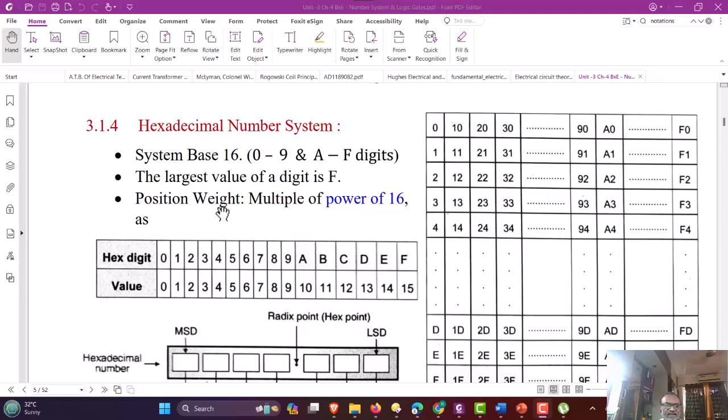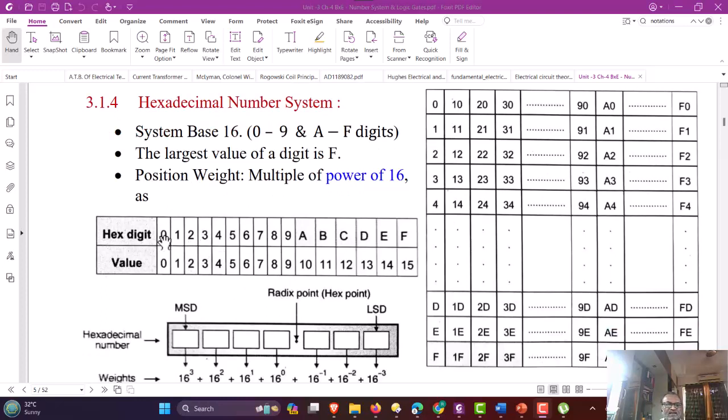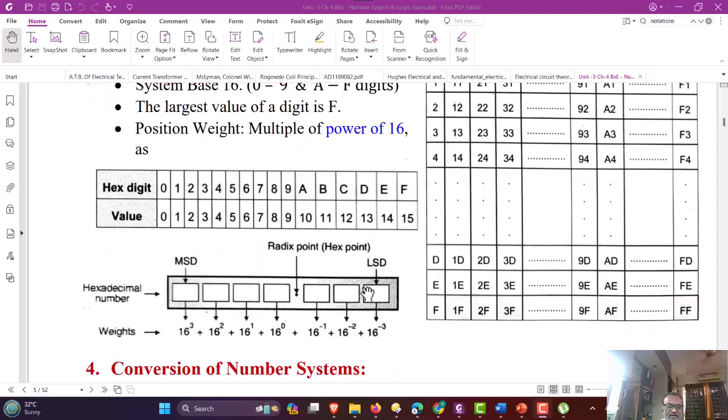As shown in the example, here the digits are shown 0 to F and their corresponding value is 0 to 15 in decimal, whereas the representation in hexadecimal is 0 to 9. After that, A, B, C, D, E, F. These are the hexadecimal representations and the corresponding decimal notation is shown here as 0 to 15.